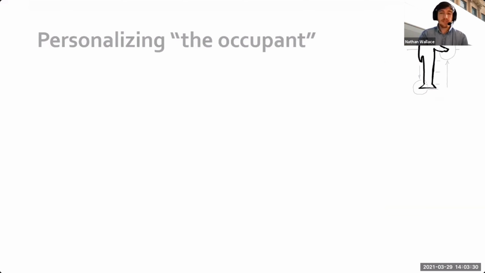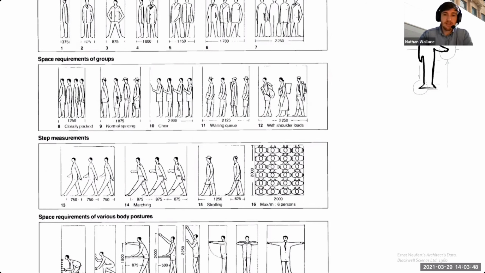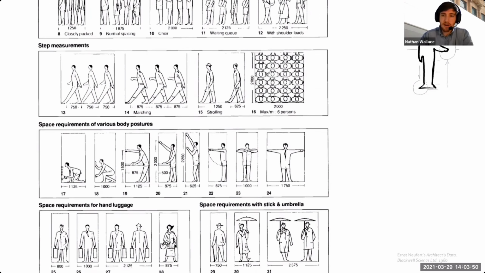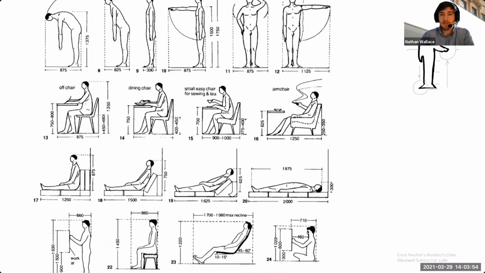What I mean by personalizing the occupant is that designers have to analyze rituals, actions, and haptics in architecture and devices, and then the occupant's response. The response to these interactions between humans and the built environment helps develop our understanding of how to design for the human body and mind.